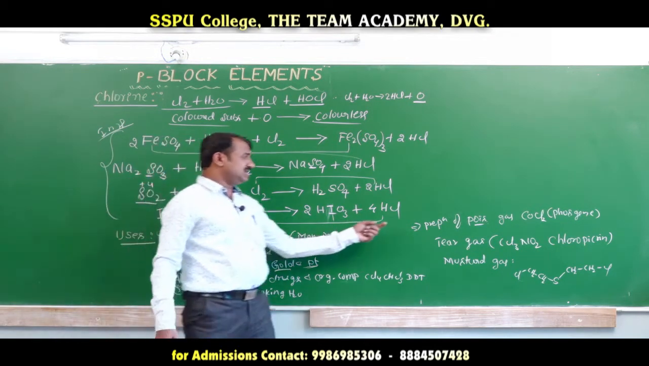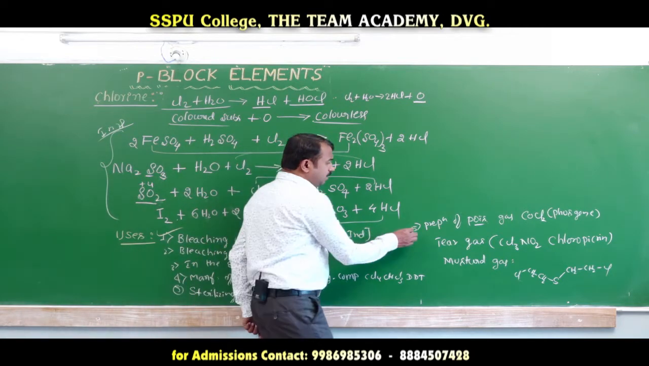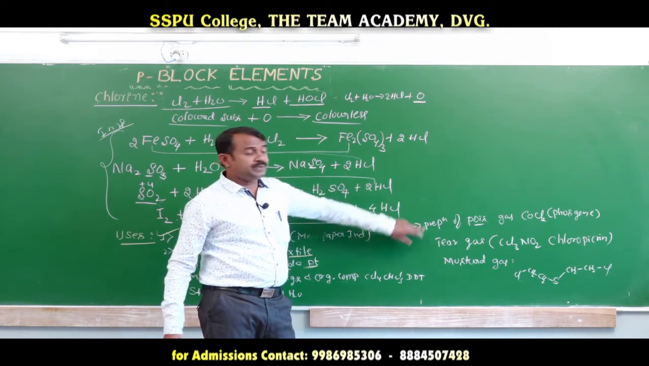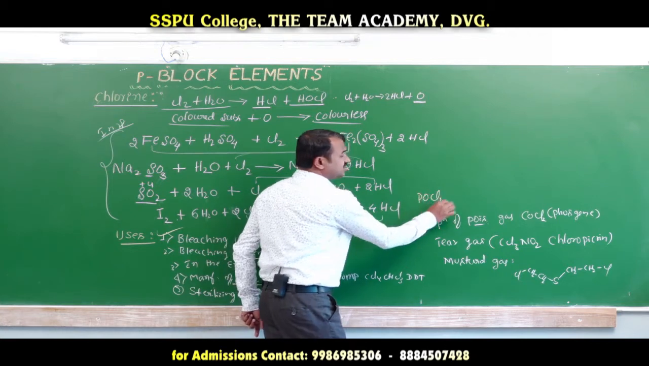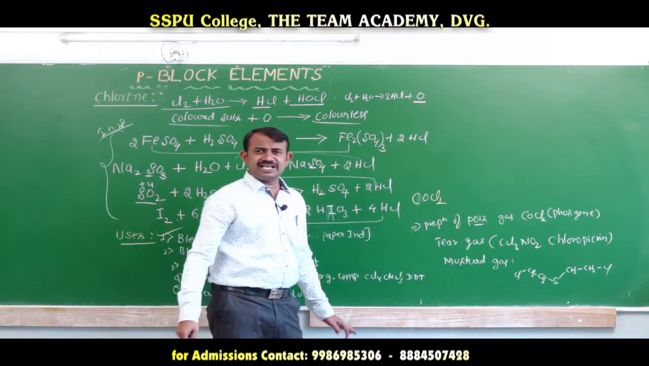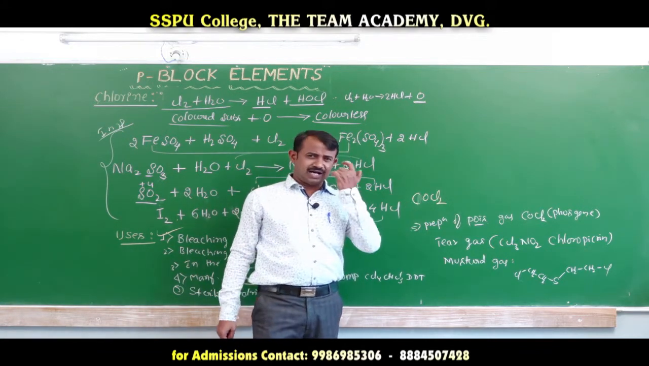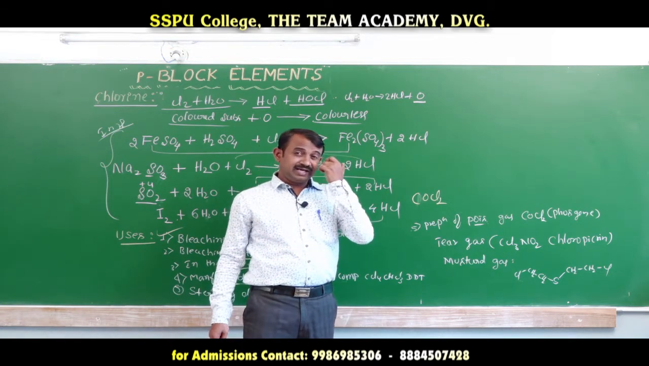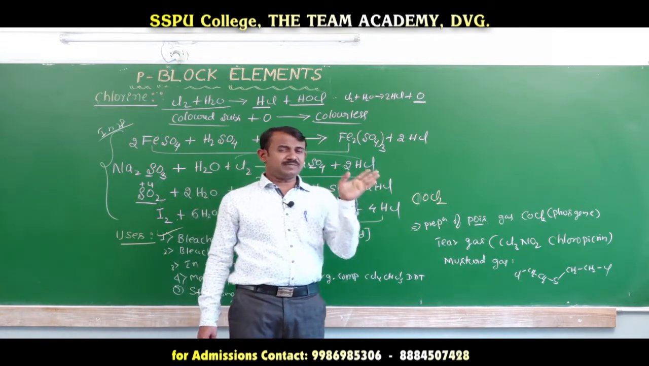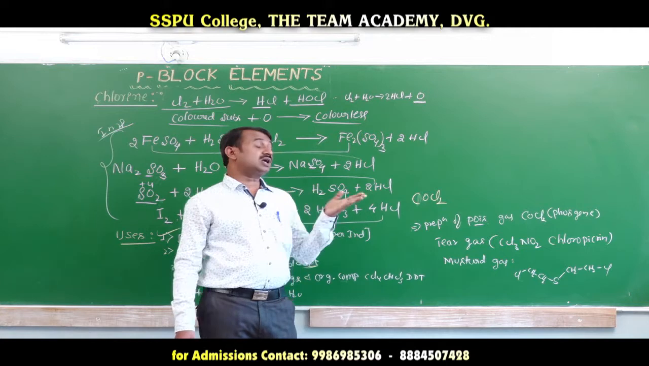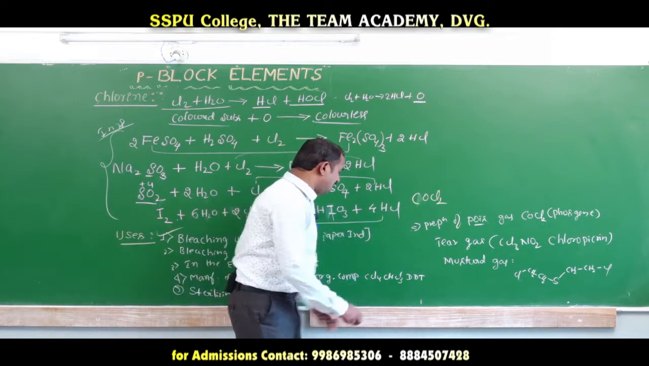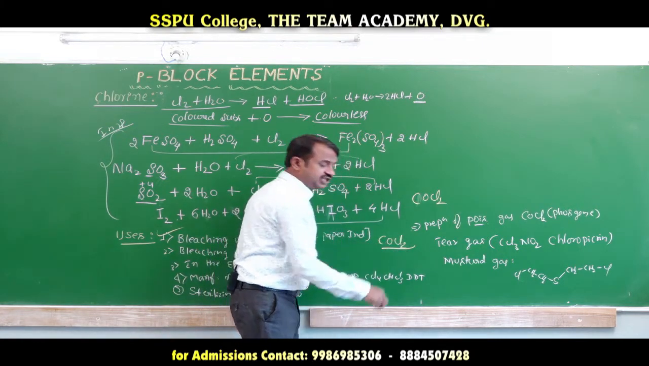And another is the preparation of poisonous gas like phosgene. What is the formula of phosgene? COCl2. Phosgene is prepared when chloroform reacts with oxygen to form phosgene, or carbon tetrachloride reacts with water to form phosgene. That is the phosgene formula, COCl2.